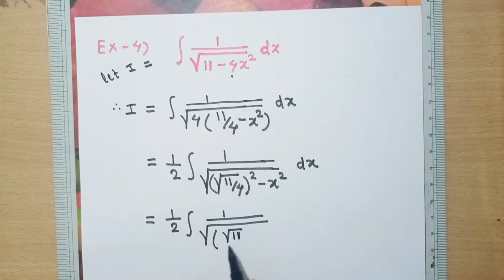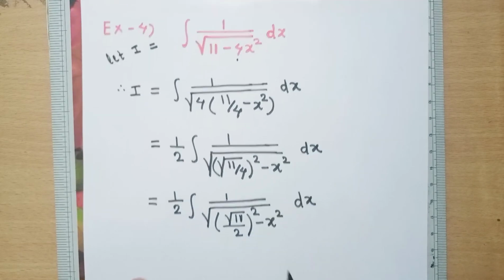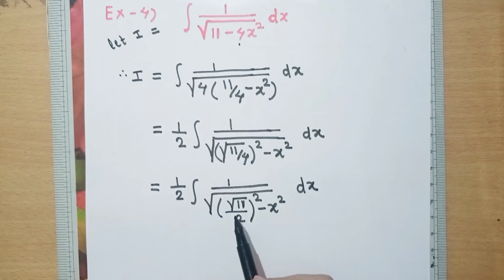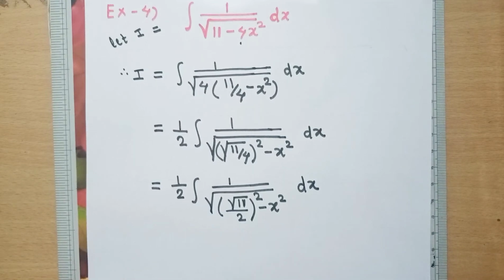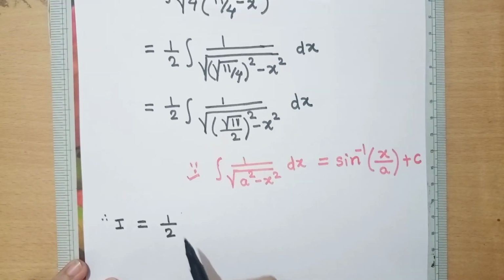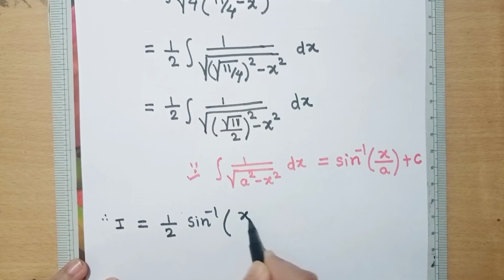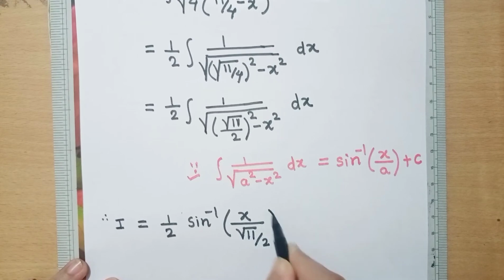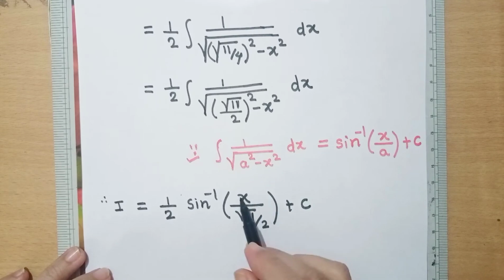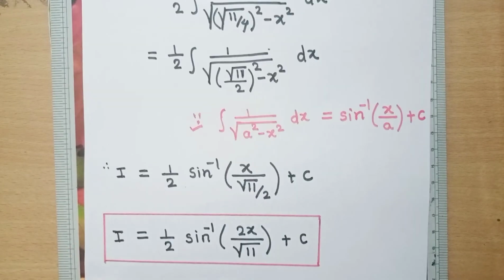And again root 4 means 2. We can check this is with root symbol, so we will use any one of the 4 root formulae. So here we will use this formula, 1 upon 2 sine inverse of x upon a, means again root 11 upon 2, and then plus c. And again in the next step this 2 will go upside, and so this is our final answer.